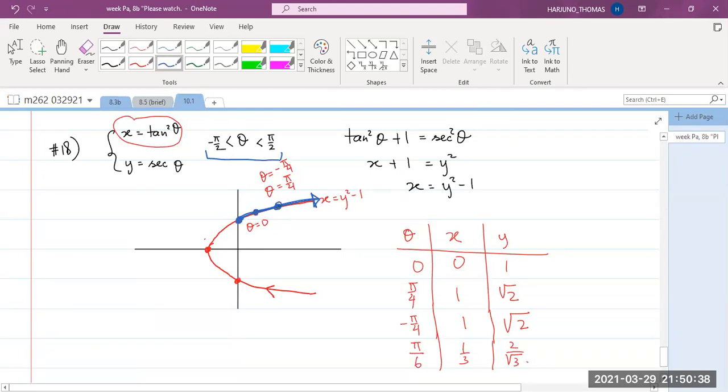So pi over 4 is here, pi over 6 is here, 0 here. So when theta goes from 0 to positive, it goes in that direction. See it this way, when theta goes from 0 to pi over 2, it goes in that direction.